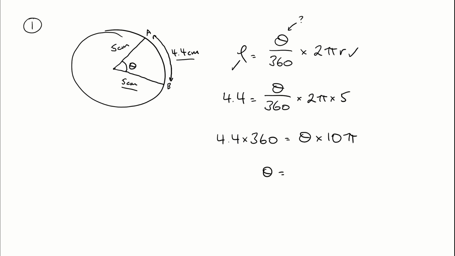And so theta would be equal to 4.4 times 360 divided by 10 pi. If you were to put that into a calculator, you'll see that theta is about 50.4 degrees. So that's how we use the formula in a slightly different way, perhaps this time solving for an angle. I've got 2 more questions.